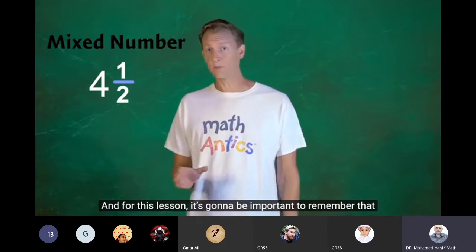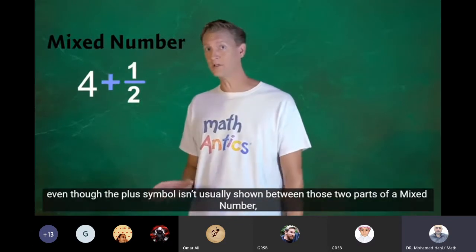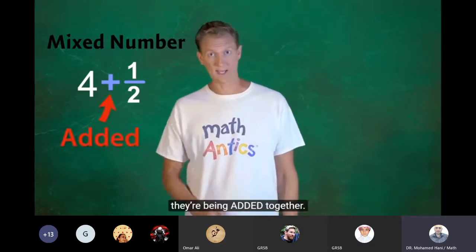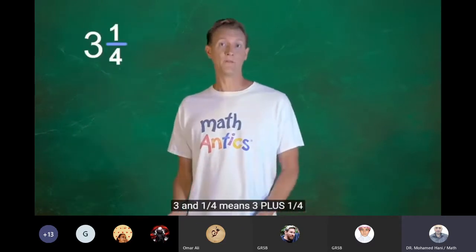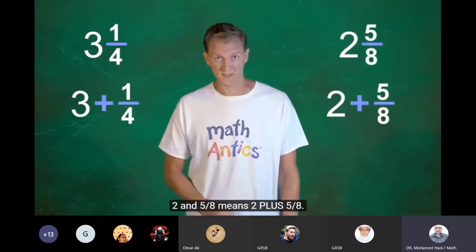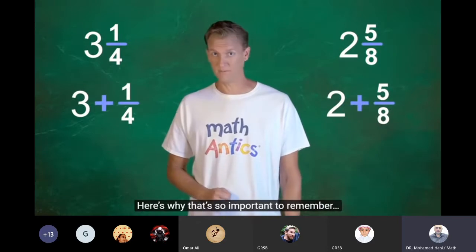And for this lesson, it's going to be important to remember that even though the plus symbol isn't usually shown between those two parts of a mixed number, they're being added together. 3 1/4 means 3 plus 1/4. 2 5/8 means 2 plus 5/8. And here's why that's so important to remember.